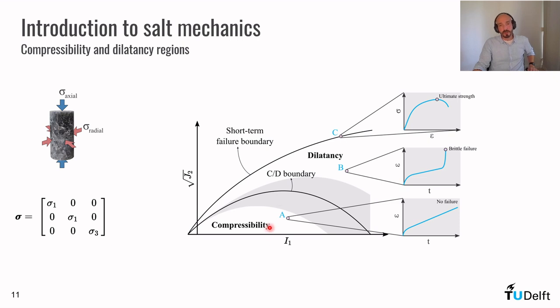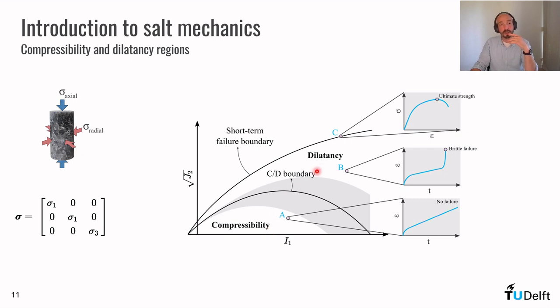Another characteristic of these two regions is that in the compressibility region, the volume of the sample, so notice that in this sample here, we're applying compressive loads in all directions. So if we are applying compressive loads in all directions, it's reasonable to think that the volume of the sample will decrease, right? Because we are compressing in all directions. And this is what happens in the compressibility region. It's not like it will decrease forever. It can also stabilize. It can decrease for a certain time, and then it stabilizes, but it doesn't increase.